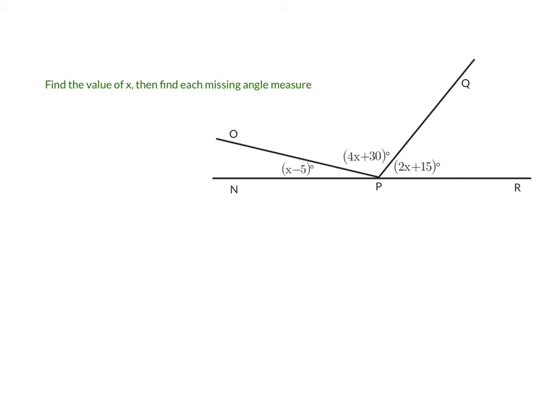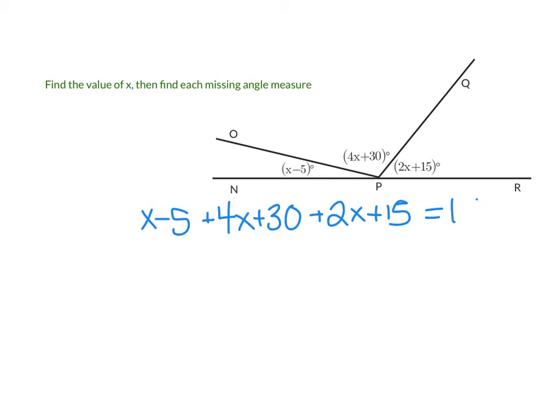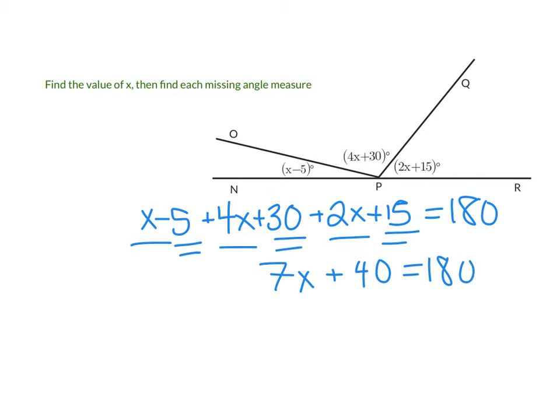Okay, so for this one, I'm going to take x minus 5. I'm going to add that to 4x plus 30 and add that to 2x plus 15. All of that together is going to equal the 180 degrees. So I can combine like terms, put all my x's together, that's 7x. Put all of my constants together, that's going to be plus 40. Subtract 40 from both sides, I get 7x equals 140. Divide both sides by 7, x should equal 20.